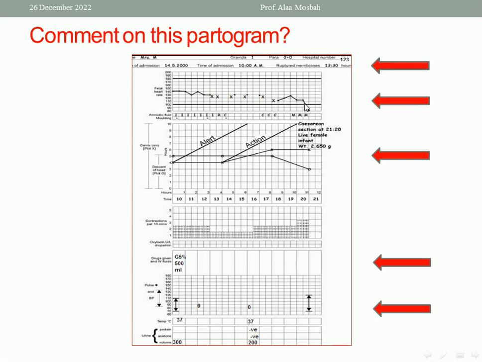So here there is a drop in the fetal heart rate reaching 70. So the baby is in distress, severe bradycardia.